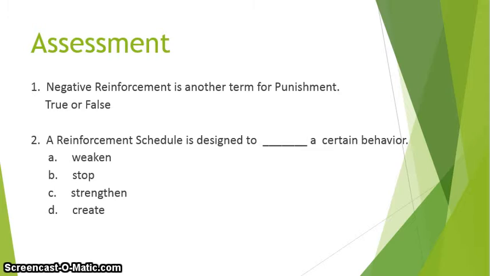Remember that negative reinforcement is taking something away to strengthen a behavior, and punishment is adding or taking away, but we are trying to weaken the behavior. Number two, a reinforcement schedule is designed to blank a certain behavior. Is it A, weaken, B, stop, C, strengthen, or D, create? And the answer for number two is C, strengthen. A reinforcement schedule is designed to strengthen a certain behavior. Remember, if you're reinforcing something, you are strengthening it.